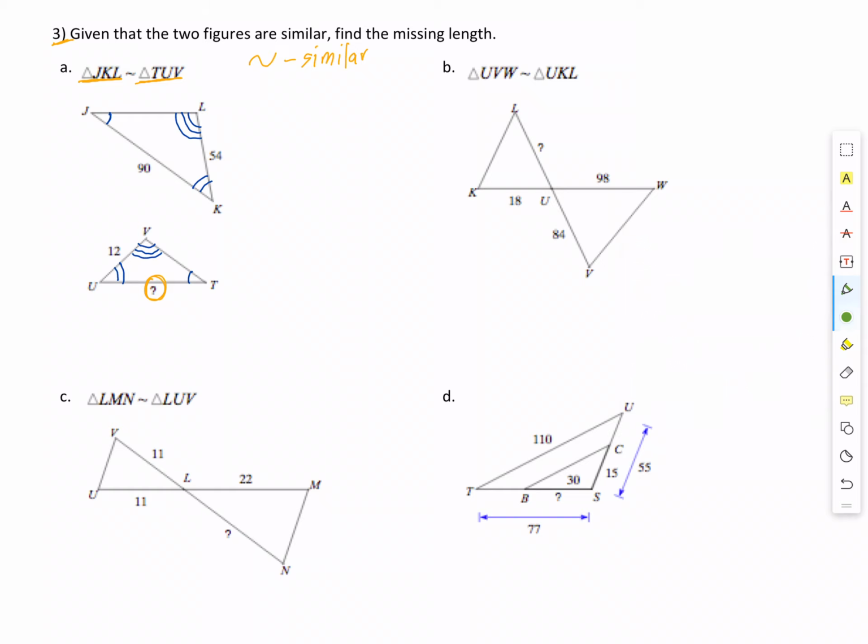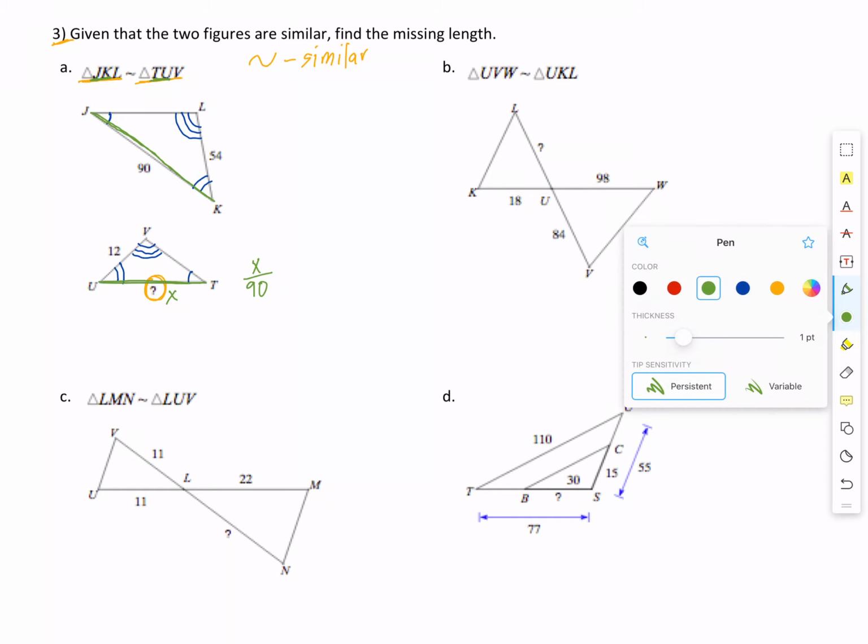But this also helps us in regards to identifying which lines are similar. So the way it's written also gives us a good understanding. So here, JK, so this side, is going to be similar to TU, so that's this side here. So what we just learned about proportions is if we call this x, we can write this as x over 90, but now we need to know something else in order to be able to solve this proportion. We need to figure out and set up another side.